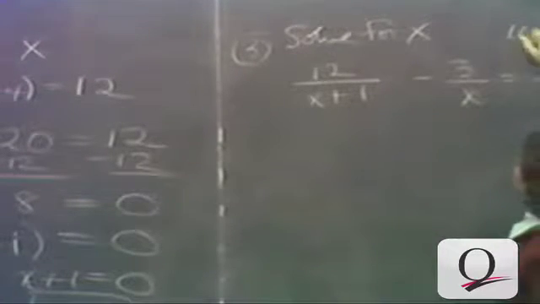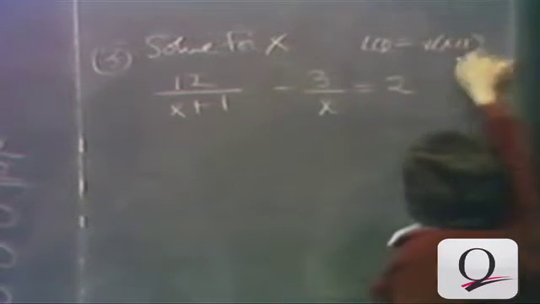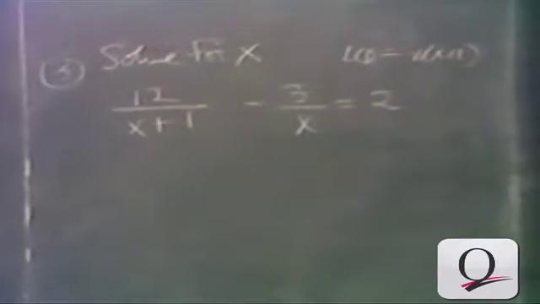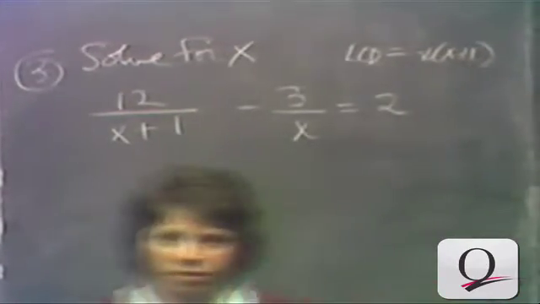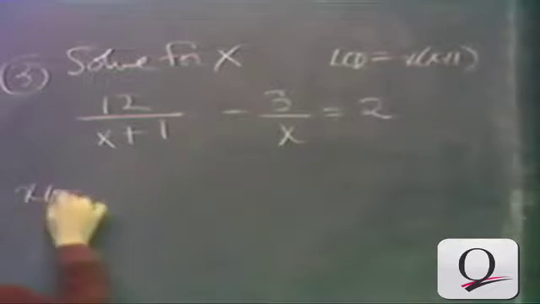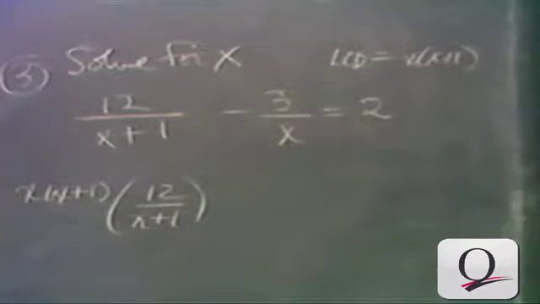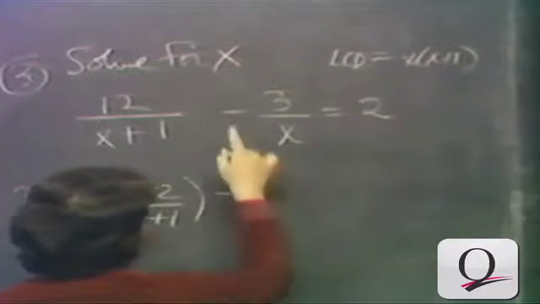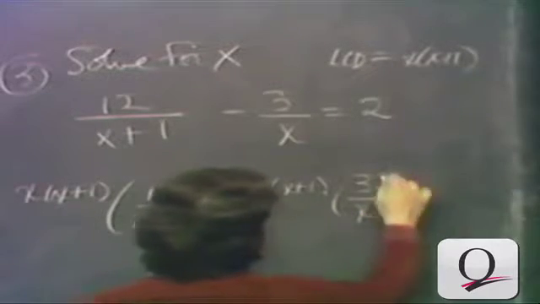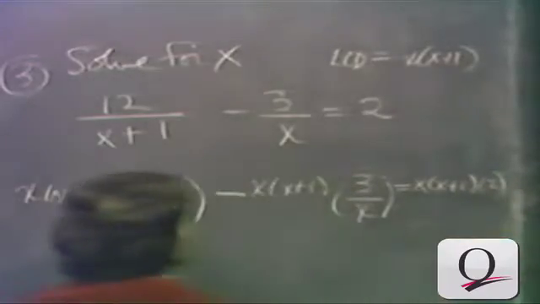Now, the LCD in this problem happens to be the product of the denominators, x times x plus 1. So we will multiply both sides of the equation by x times x plus 1. And this means multiplying each and every term. OK, so x times x plus 1 times 12 over x plus 1 minus, don't forget the minus sign, x times x plus 1 times 3 over x equals x times x plus 1 times 2.